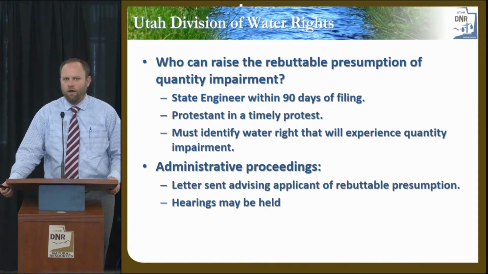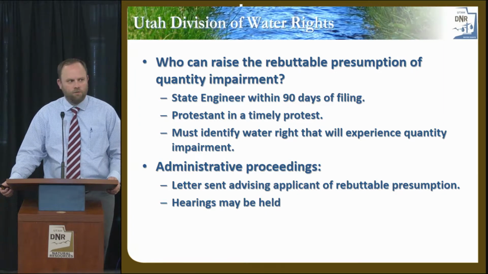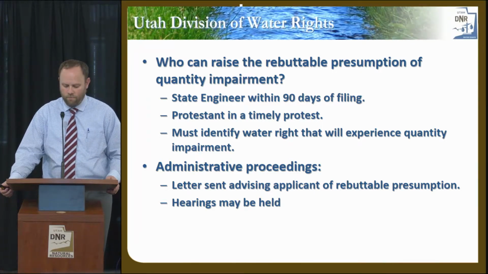Now you must identify a water right that will experience quantity impairment. And note, this goes back to a slide or two ago, that water right needs to be a junior water right for a rebuttable presumption of quantity impairment to apply.